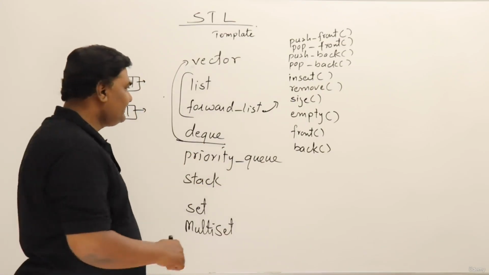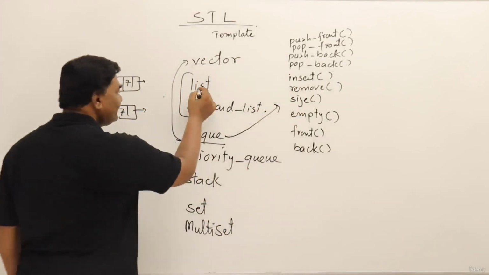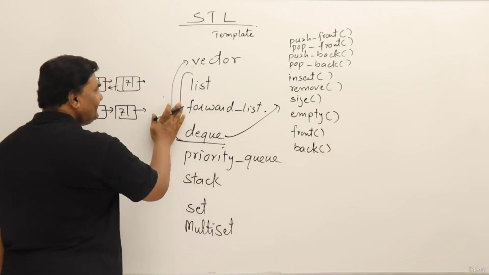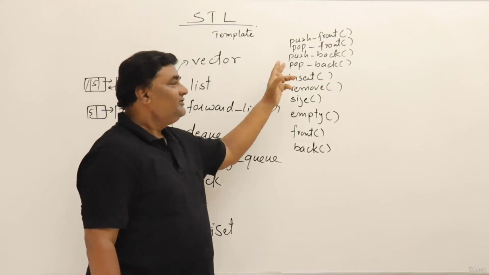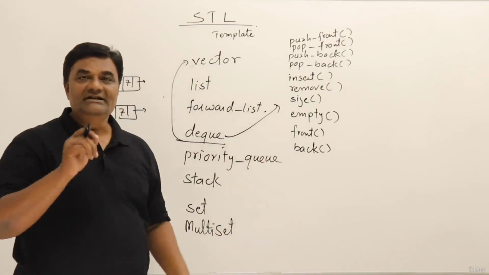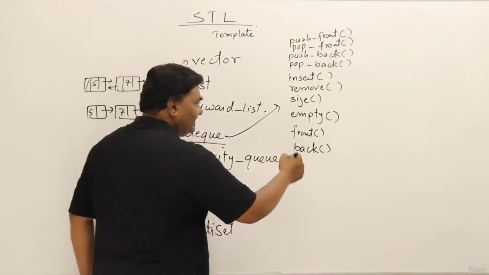So what functions does it have? It is also having the same set of functions. So list, forward list and deque, all of them are having the same set of functions. Only in vector you cannot insert from the front or delete from the front. But in deque you can insert from any end. I will show it like this.